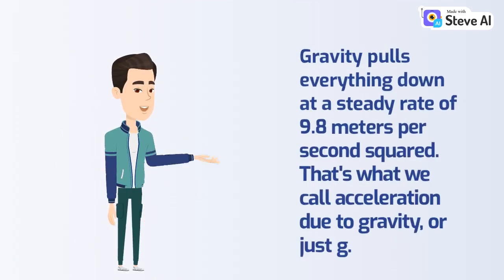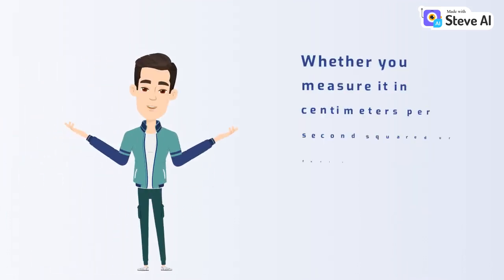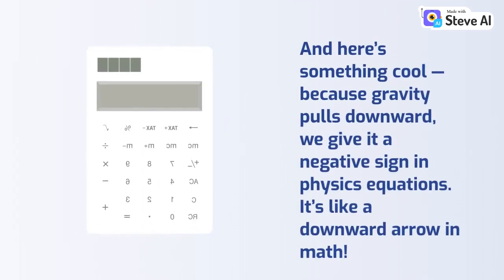Gravity pulls everything down at a steady rate of 9.8 meters per second squared. That's what we call acceleration due to gravity, or just g. Whether you measure it in centimeters per second squared or feet per second squared, it's always the same force tugging us down. And here's something cool: because gravity pulls downward, we give it a negative sign in physics equations. It's like a downward arrow in math.